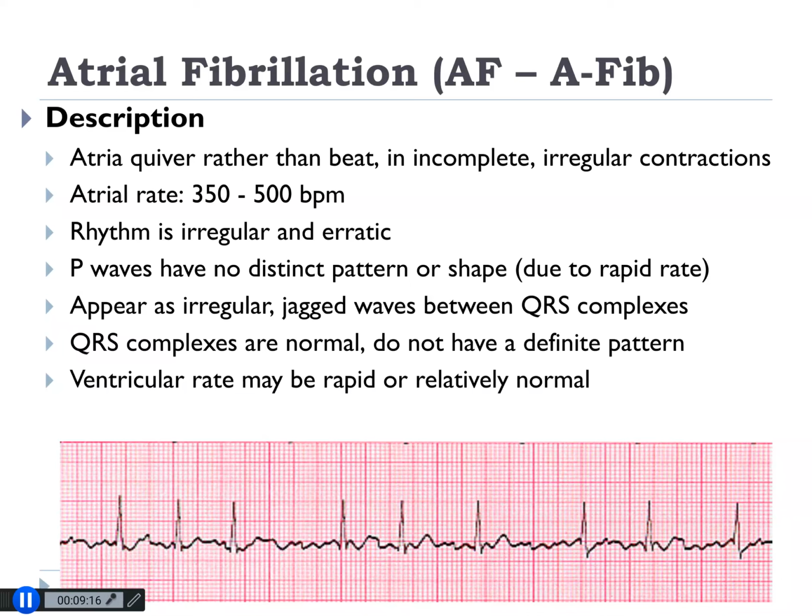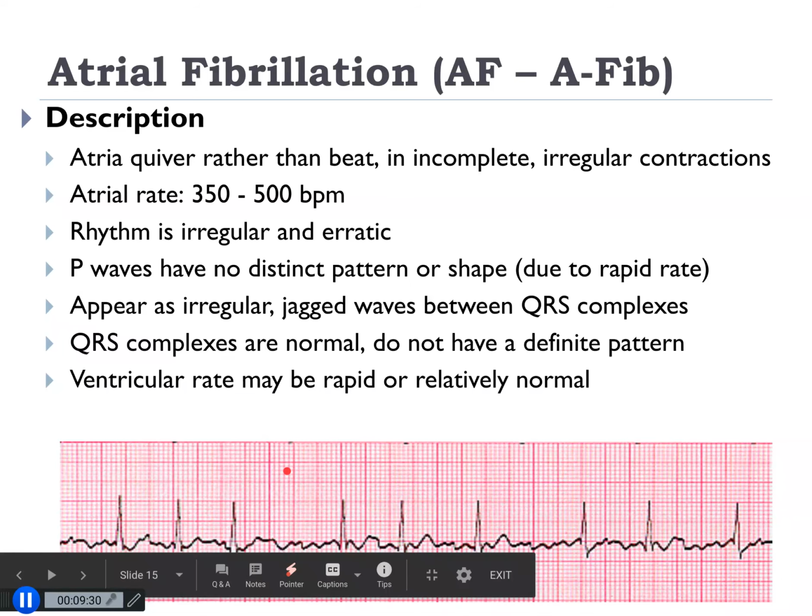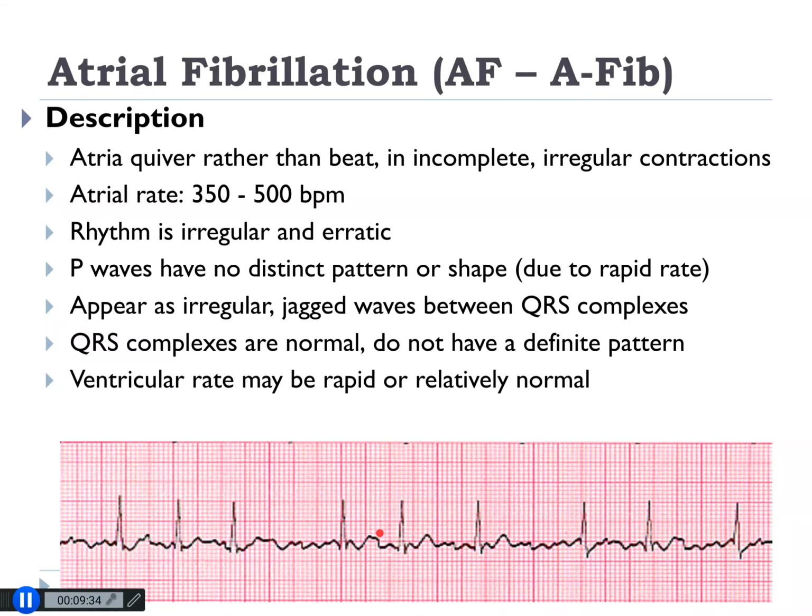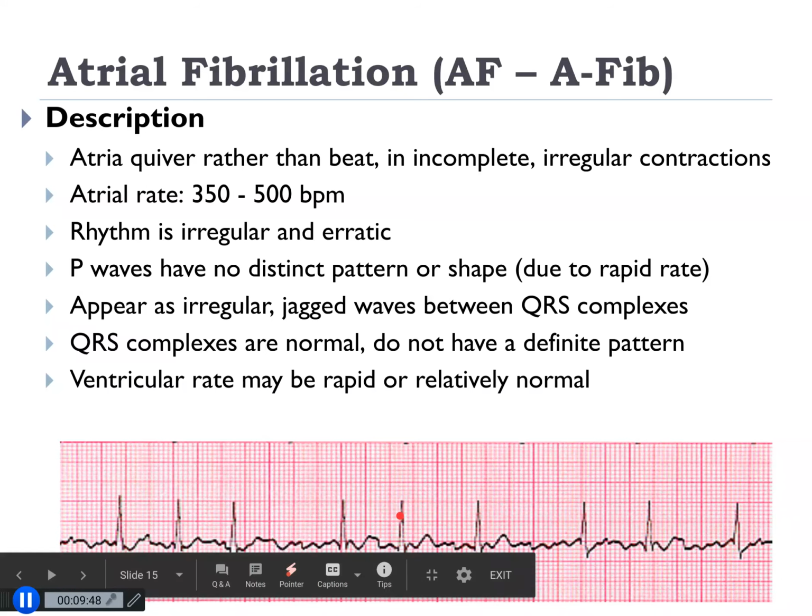The rate can be quite high if untreated, 350 to 500 beats per minute. And it's very irregular and erratic. The P waves have no distinct pattern or shape because it's so rapid that they're just not contracting completely. The QRS complexes are normal because once that conduction actually makes it down into the ventricles, they are able to contract normally, but they're just not going to be regular and they're not going to have a definite pattern.